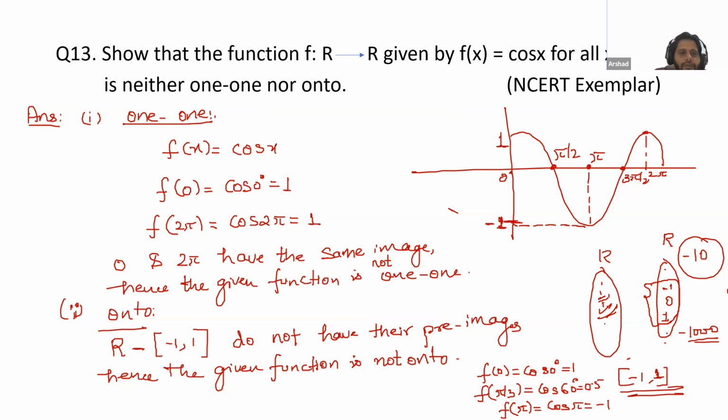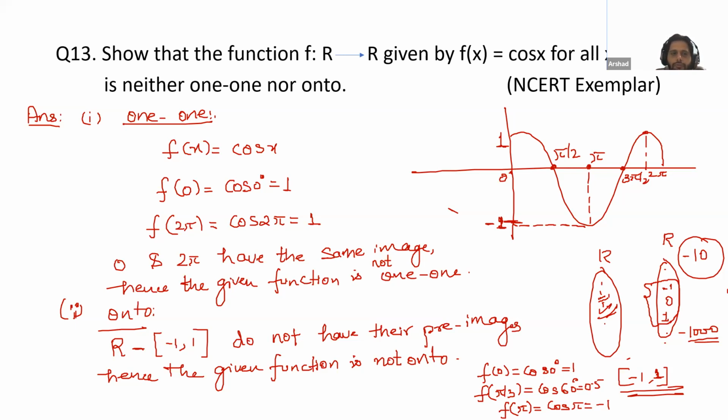Only 1 and -1 in that range have pre-images? No, I'm saying in that range. Yeah, Umair, if you're saying the values from -1 to 1, then it's fine. I'm not saying that only 1 and -1 have their pre-images. I'm saying all the numbers from -1 to 1 have their pre-images. Okay. So now, is it clear?